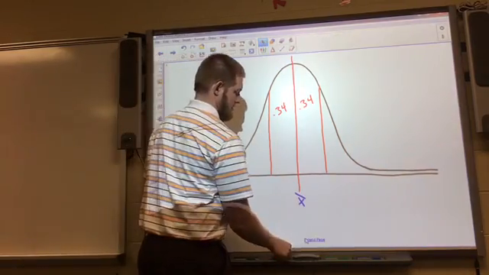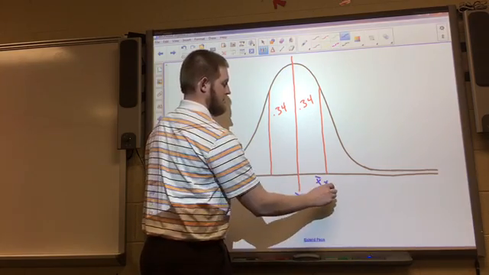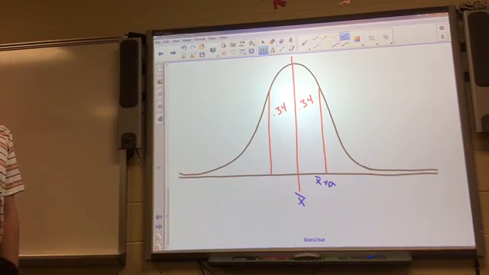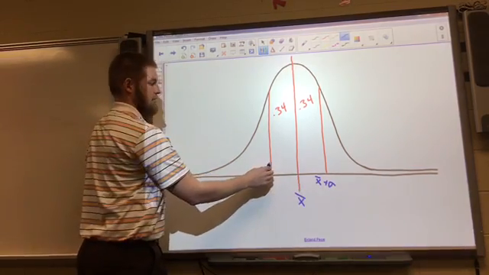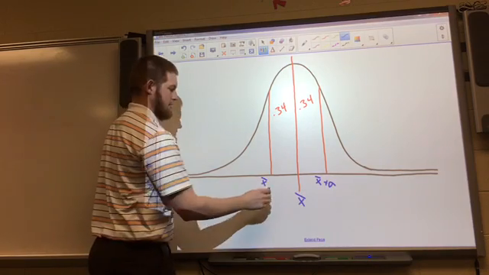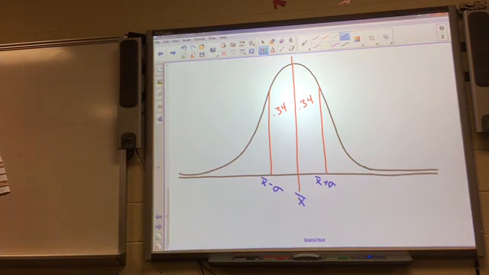To get to here, I would do my mean plus one standard deviation, or my mean plus sigma. To get to here, I would do my mean minus, or plus a negative standard deviation. Think of it as that. You're going negative standard deviation. It's still one standard deviation, right? It's just in the negative direction.